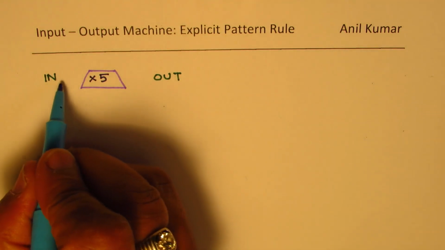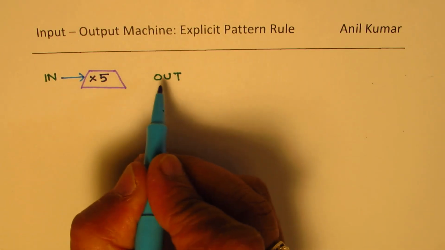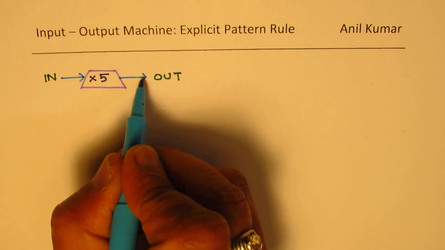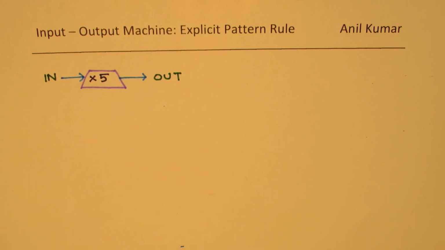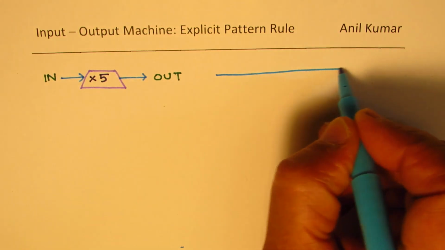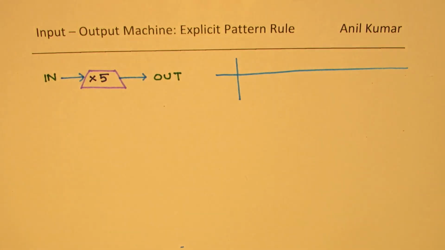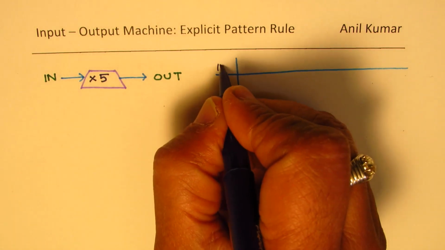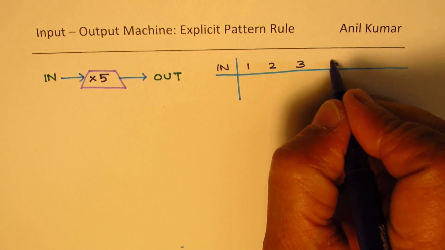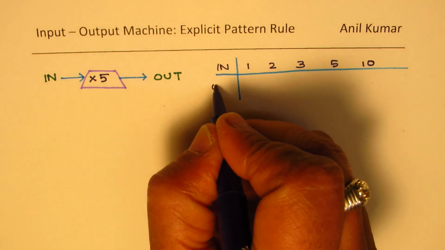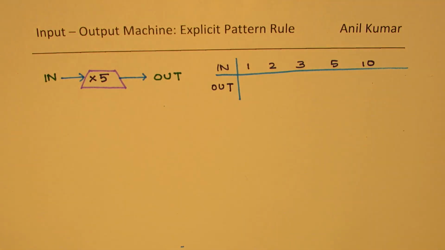So let me draw it something like this. We'll feed in some input to this, and input is in the form of a number, right? And what we get out will be a multiple of 5. For example, in this particular case, if I write input numbers like 1, 2, 3, we could write any numbers, right? We could write 5, 10. In that case, what is going to be the output? The output is going to be a multiple of 5, right? That is what this machine will do.